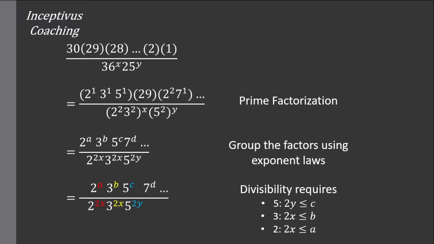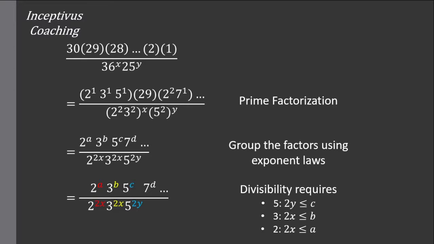So on the top, you have that 30 becomes 2, 3, 5. 29 stays because itself is a prime. 28 becomes 2 to the power of 2 times 7 to the power of 1, and so on. On the bottom, we have that 36 becomes 2 to the power of 2 times 3 to the power of 2. And 25 becomes 5 squared.